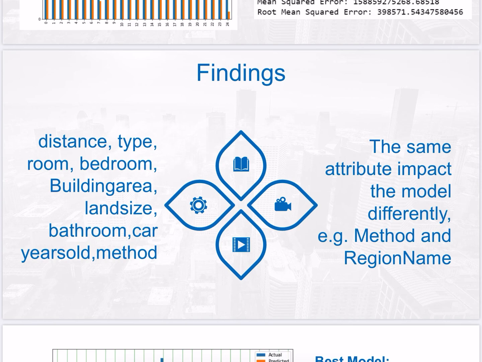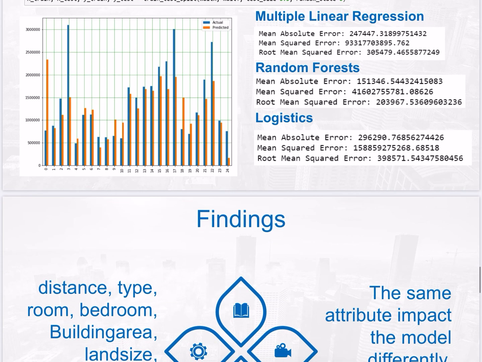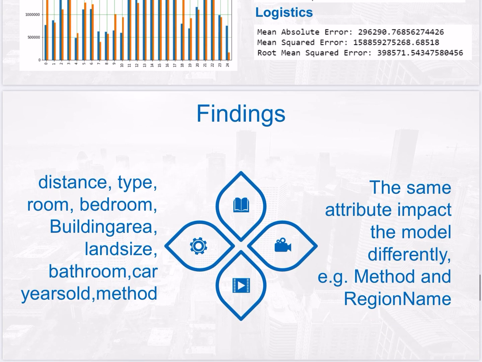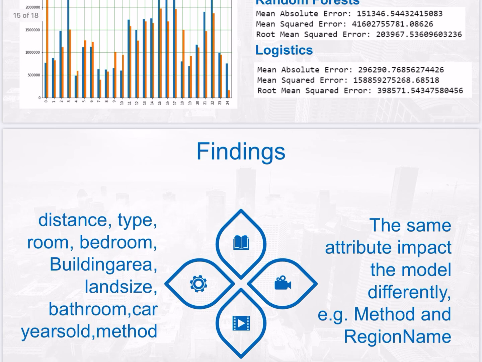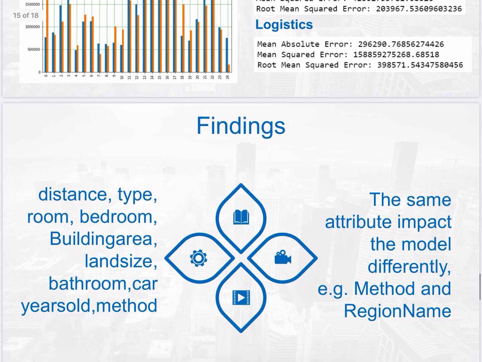After a lot of iterations of training the models, we also find that the same attribute impacts the models differently. For example, the method attribute contributes negatively to the multiple linear regression, while it contributes positively to the random forest, which means that when we remove the method attribute, the error will decrease in the multiple linear regression. When we add the attribute method, the random forest result will be better.